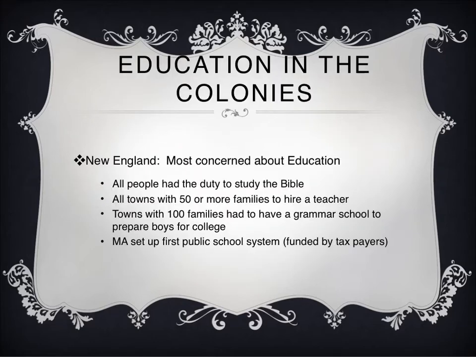Okay, now let's talk about the education in the colonies, all right? Now, up in New England, they are by far the most concerned about education of the people. Why? Because they believe that all people have the duty to study the Bible. And to study the Bible means that you must learn how to read and you must learn how to write, all right? So they start passing these laws that say that all towns with 50 or more families must hire a teacher. And the teacher is going to get paid, of course, with chickens and eggs and butter and cheese, whatever. All right? But towns with 100 or more families, not only did they have to have teachers, they had to build a grammar school to prepare boys to attend college.